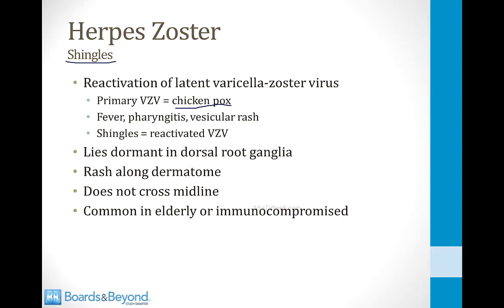Now, once you've been infected with varicella zoster, the virus can lie dormant in your body and then later reactivate. And when it reactivates, that's what's called shingles. Many people refer to shingles as herpes zoster, so you just need to know that vocabulary. As I said, the virus can lie dormant in the dorsal root ganglia of the body. And when it reemerges, you will get a rash that will spread from the dorsal root ganglia along the dermatome.